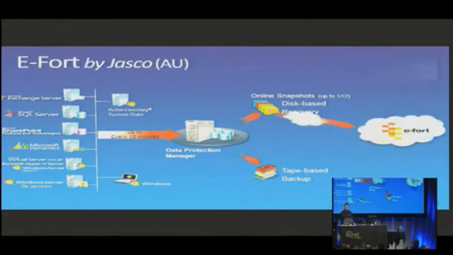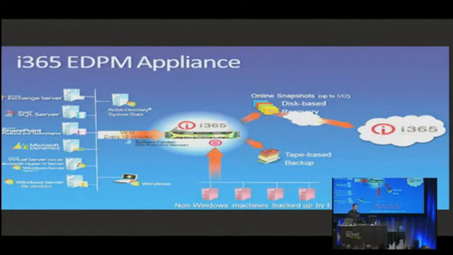All right, a little closer to home, there's a company called Jasco. They have an offering called eFort, and they have a very similar offering just for the Australia-New Zealand area. So you might want to check them out as well. And then lastly, there is a company called i365. They're a Seagate company, and they actually have done something interesting. They do also have a cloud repository. However, the entry point to their cloud is something rather unique.